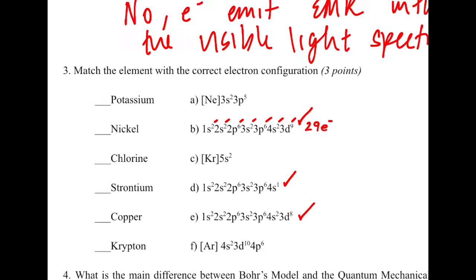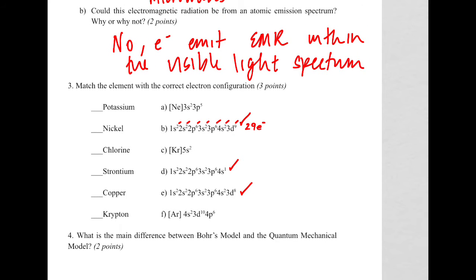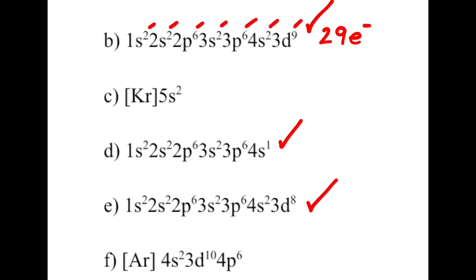So from there, I would have gone to my periodic table and looked at which element had the atomic number of 29. That is copper. So this must be copper's longhand electron configuration. Then I would have done the same thing with this.